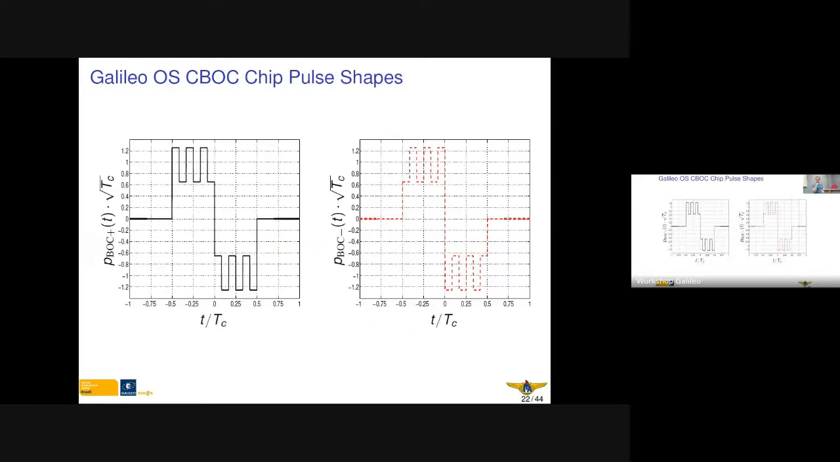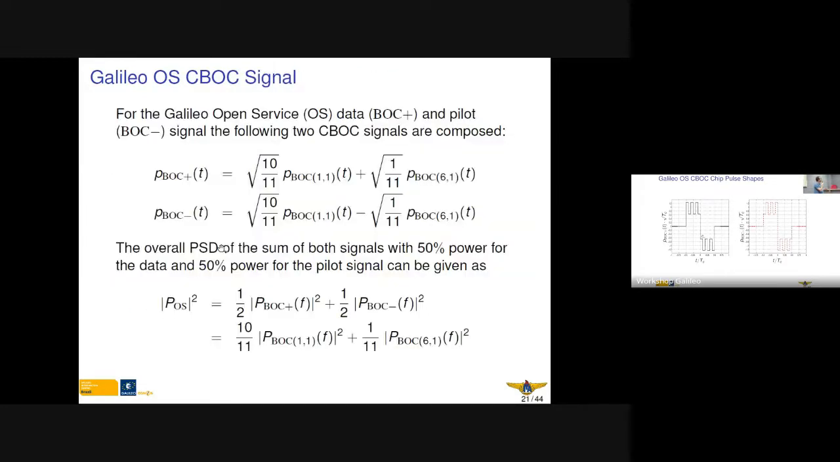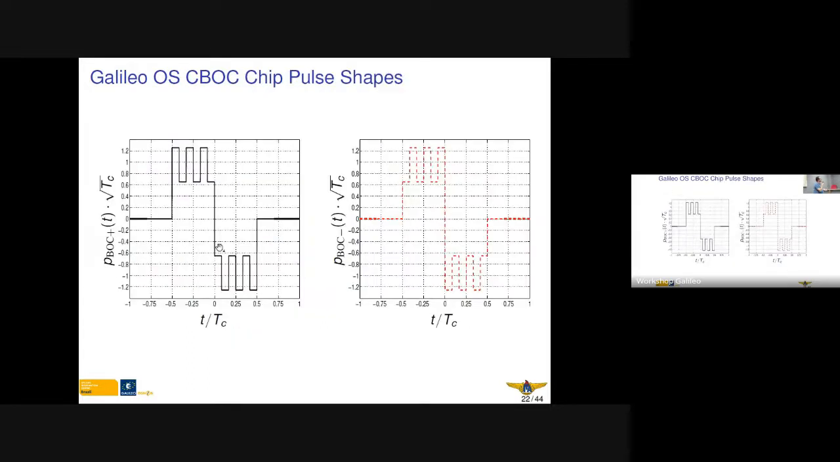If we look at the chip shapes of these two signals, the data signal is given on the left, and the pilot signal is given on the right. The difference between pilot and data is only that on the pilot signal we have no data, so we can integrate longer. We can more easily estimate the parameters: time delay, Doppler and phase of the signal.